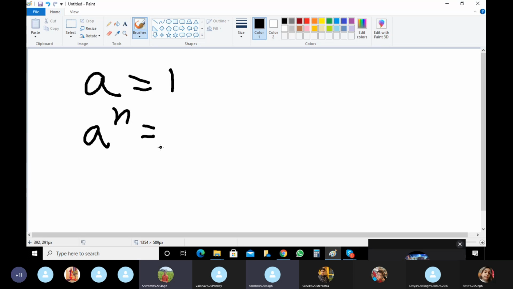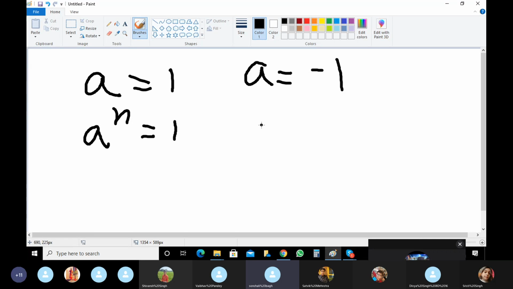Again, if a is equal to 1, what should a to the power n be equal to? Ma'am, 1. Because as many times as we multiply 1, we get 1 only. 1 multiplied by 1 multiplied by 1, n times, what will we get? Ma'am, 1. Okay.